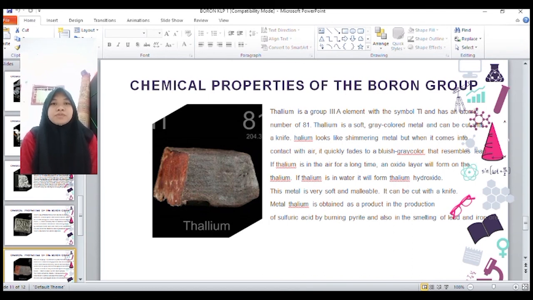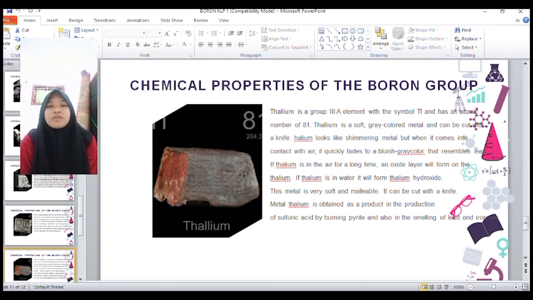Thallium is a group 3A element with the symbol Tl and has an atomic number of 81. Thallium is a soft, gray-colored metal and can be cut with a knife. Thallium looks like shimmering metal, but when it comes into contact with air, it quickly fades to a bluish-gray color that resembles lead. If thallium is in the air for a long time, an oxide layer forms, and with water it forms thallium hydroxide.